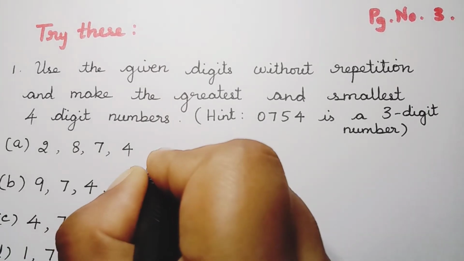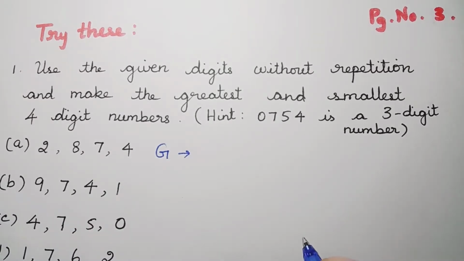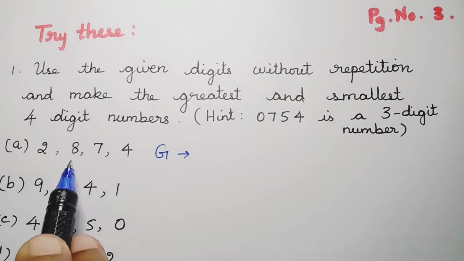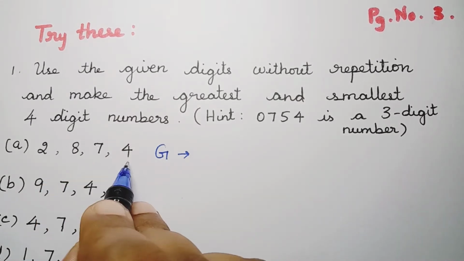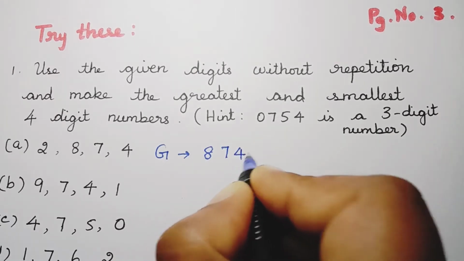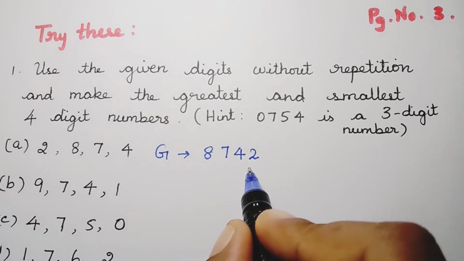Okay, so first we will find out the greatest number. We have already learned how to find out the greatest number. You have to just write it in the decreasing order. So how will you write it in the decreasing order? 8, 7, 4, then 2. Okay, so 8, 7, 4, 2. 8742 is your biggest number.